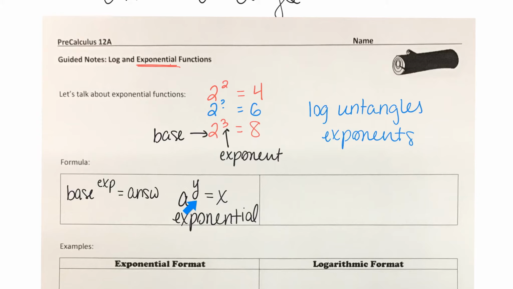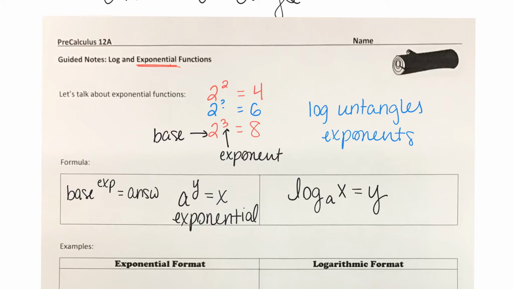And what happens when we reverse things like that? When we flip our x and y, what does that make it? Think about it. Okay, so if our exponent form is a to the y equals x, then we are going to reverse this and undo it. And that's going to give us what we call a log function. And a log function looks like this. Log base a of x equals y.